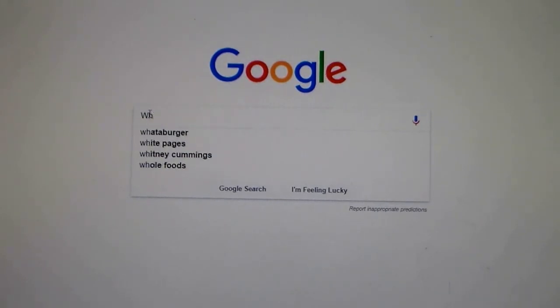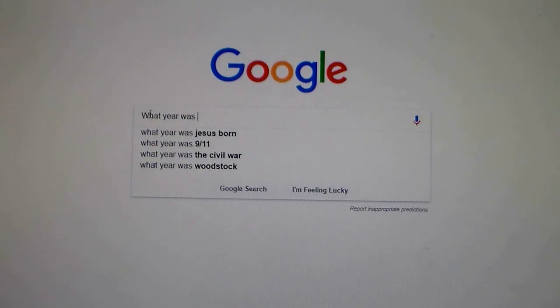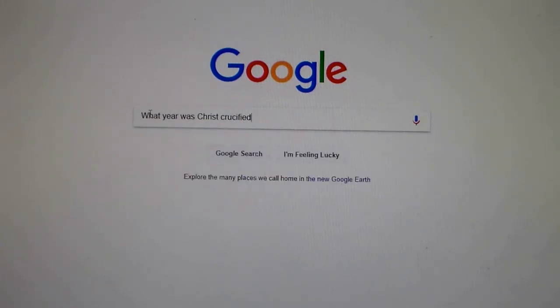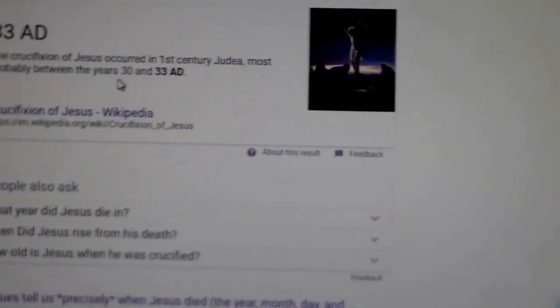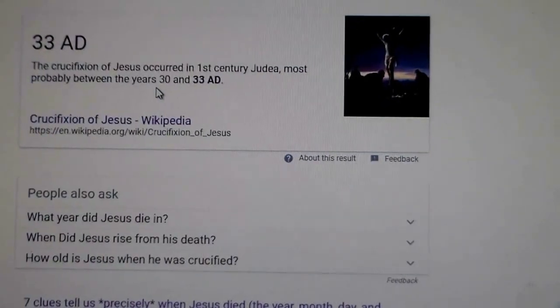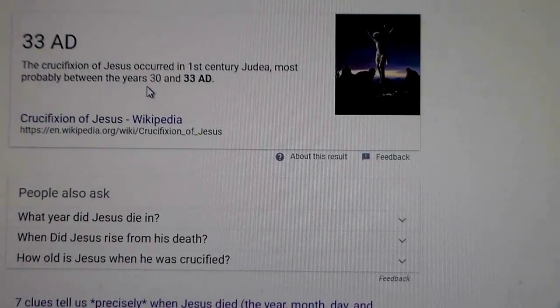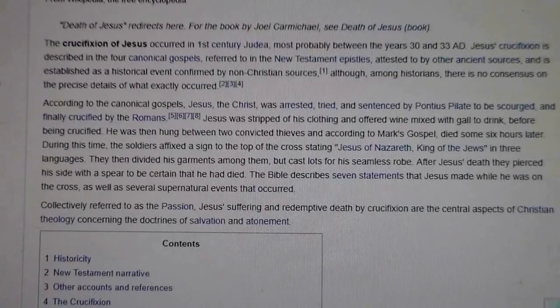So the next thing you want to do is go to Google and ask what year was Christ crucified, because getting the exact year can give you the exact date. Here we see that Google says the crucifixion of Jesus occurred in first century Judea, most probably between the years 30 and 33 AD. So basically they say that mostly everybody agrees that he must have been crucified around 30 to 33 AD. So let's see what dates they come up with.